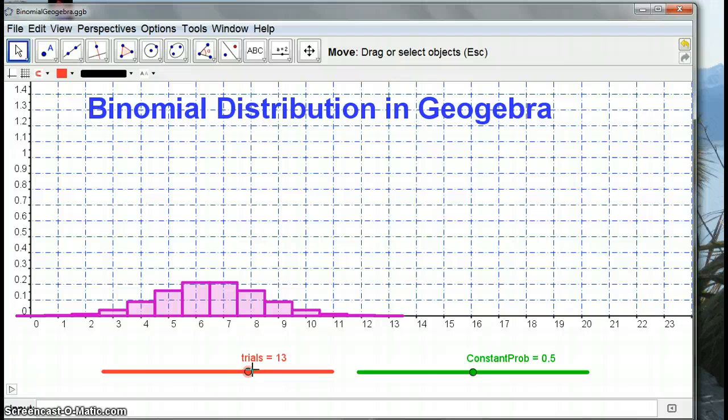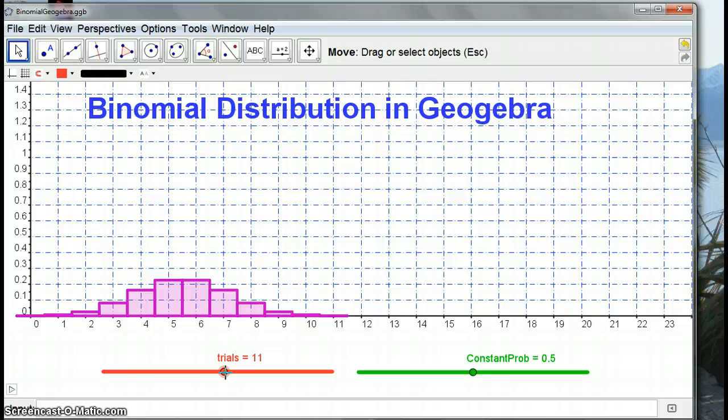So the condition is probability of 0.5, because any other probability is not going to give me that, and the trials have to be odd. Make sense? So that was number 6.